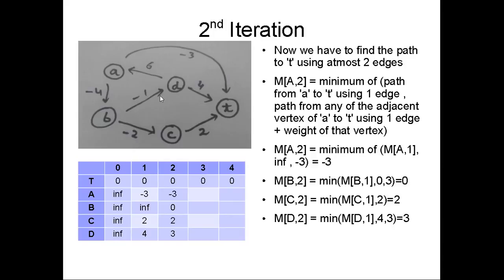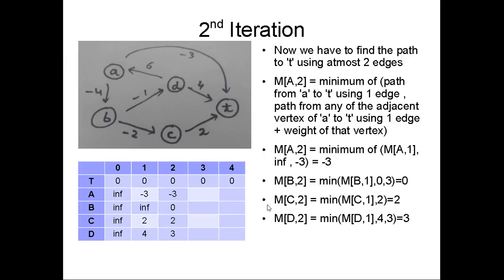Now let us go to d. From b to d we can go in the path length of minus 1. And then from d we have to go to t using one edge. So this can be done in the path length of 4. So total becomes 4 minus 1, which is equal to 3. So we update it over here. So M of b comma 2 becomes minimum of infinity, 0 and 3, which is equal to 0.